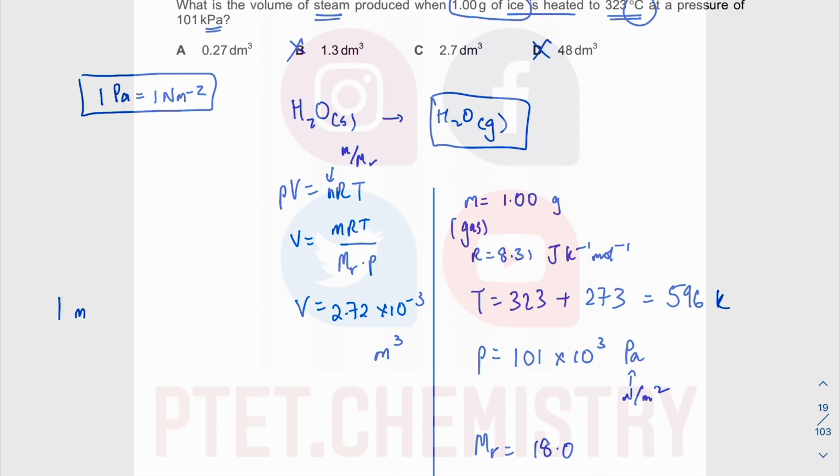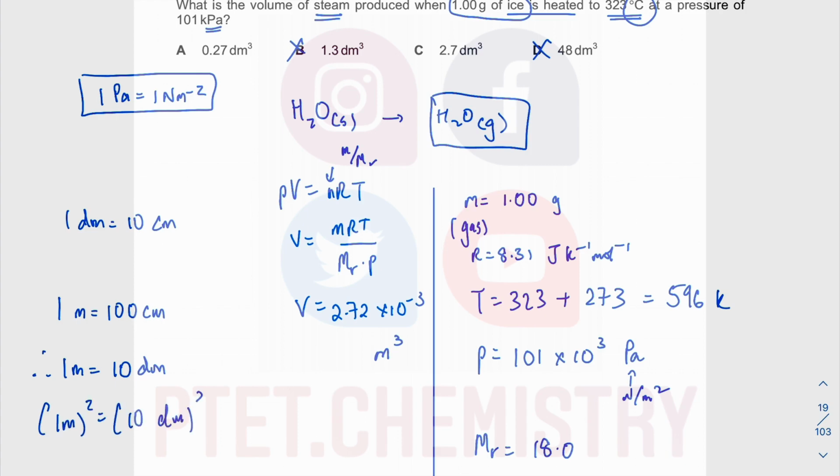1 meter is equal to 100 cm. It's better if I do it this way. 1 decimeter is 10 cm. So therefore, 1 meter is 10 dm. 1 dm is 10 cm. So if we have 100 cm, we have 10 dm. So I'm just doing the equation, all right? That's the meaning of the term equal, which I'm sure you know from your primary school mathematics.